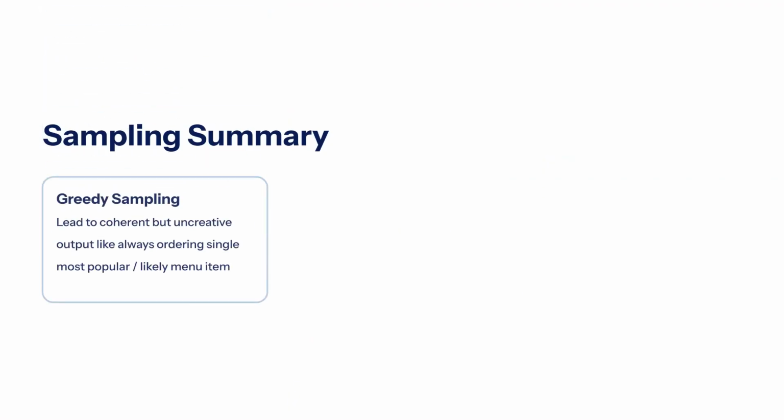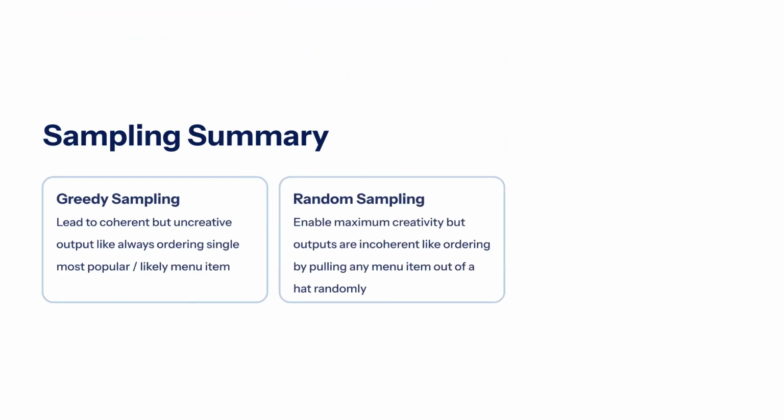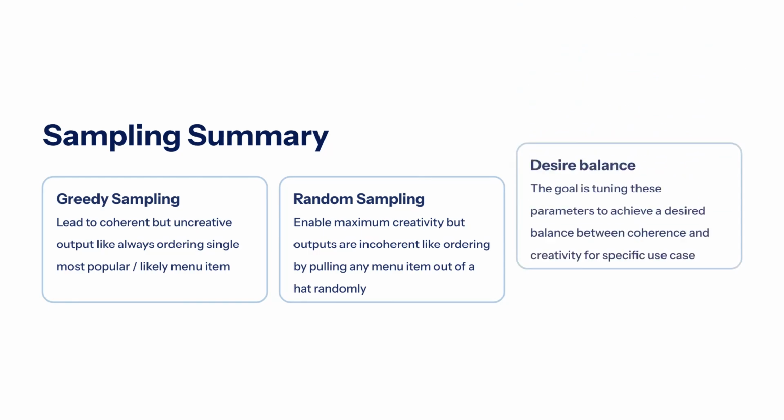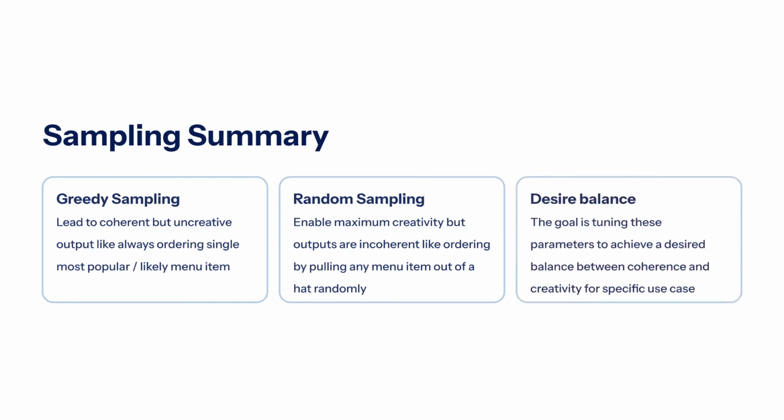So let's do a quick summary. Greedy sampling leads to coherent but uncreative outputs, like always ordering the single most popular item. Random sampling, on the other hand, enables maximum creativity, but outputs are incoherent, like ordering by pulling any menu item out of the hat randomly. The goal of tuning these parameters is to achieve a desired balance between coherence, that is sticking to a conventional menu item, and creativity, that is ordering something new or unexpected sometimes, for the specific use case.